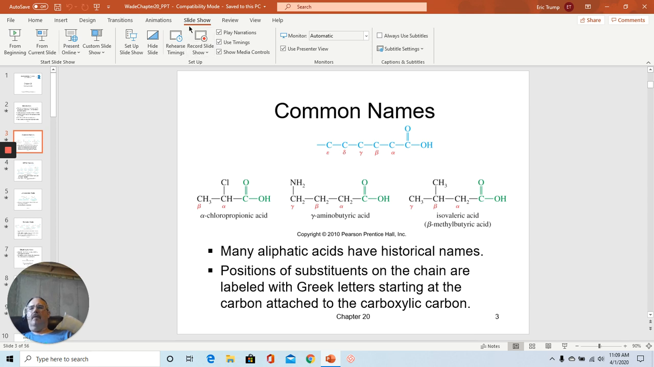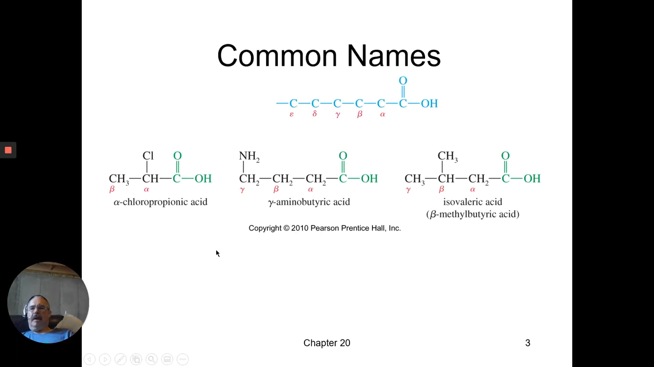Okay, these are some other common names. In the common nomenclature, we designate the 2 position as alpha, the 3 as beta, gamma, delta, and so forth. This would be alpha-chloropropionic acid. You probably won't see this too much unless you look at very old literature. This would be called 2-chloropropanoic acid in the IUPAC.